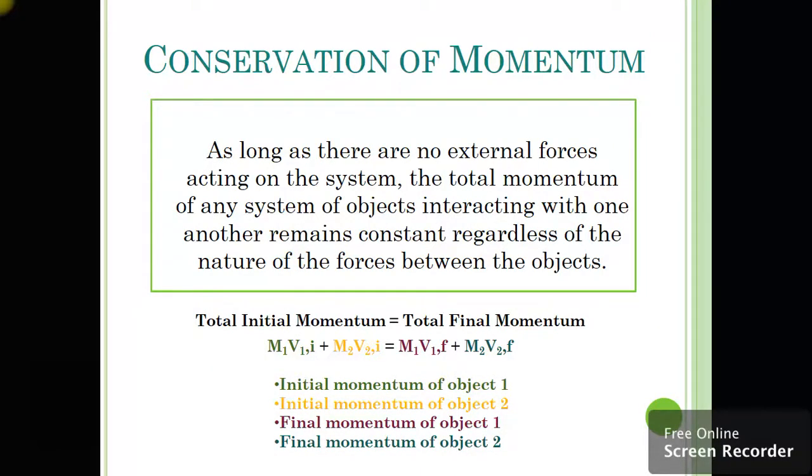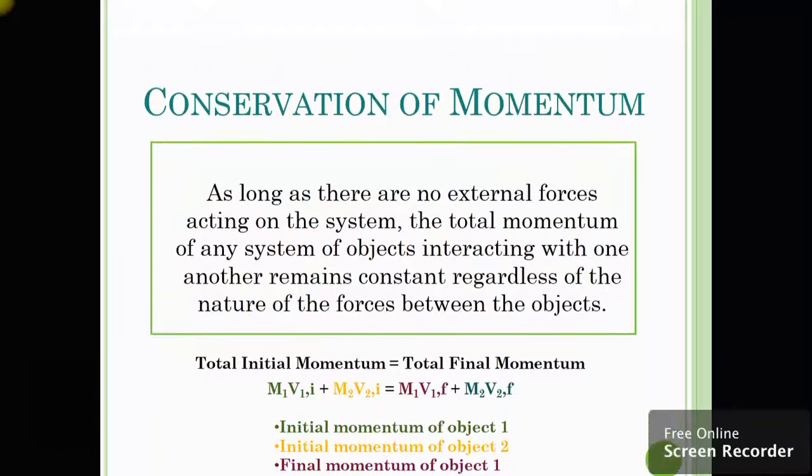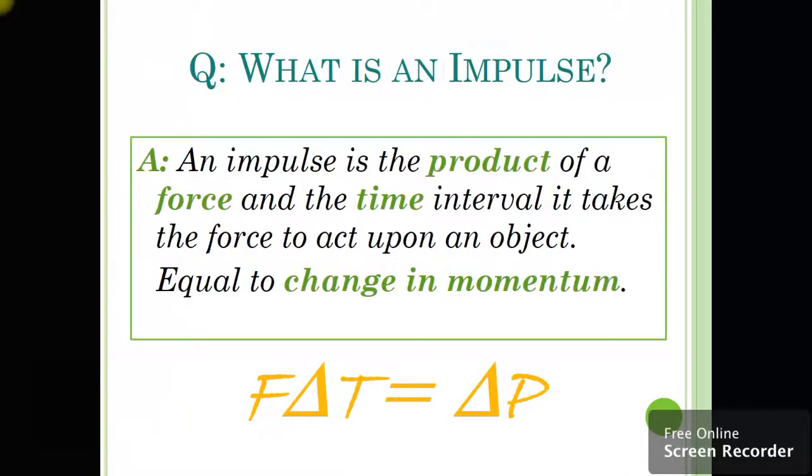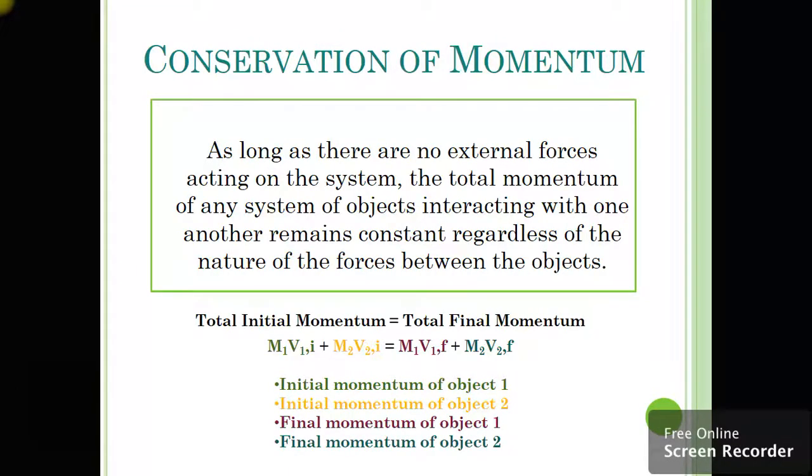Conservation of momentum. Are we going to go into that? I'll just mention it today. So there it is, stated in nice, clean language. As long as there are no external forces acting on the system, the total momentum of any system of objects interacting with one another remains constant, regardless of the nature of the forces between the objects. Wow, that is not clear at all. So there's impulse. Okay. We won't cover conservation of momentum today. I would have liked to have cleaned that verbiage up quite a bit.